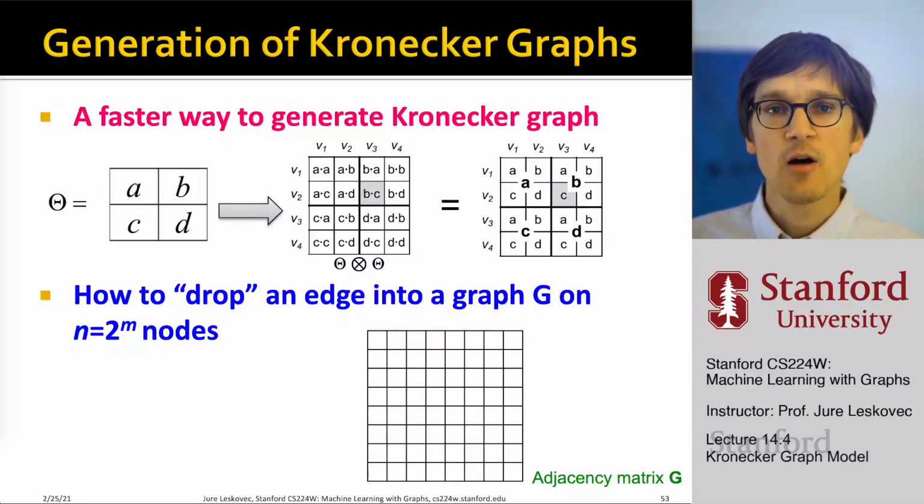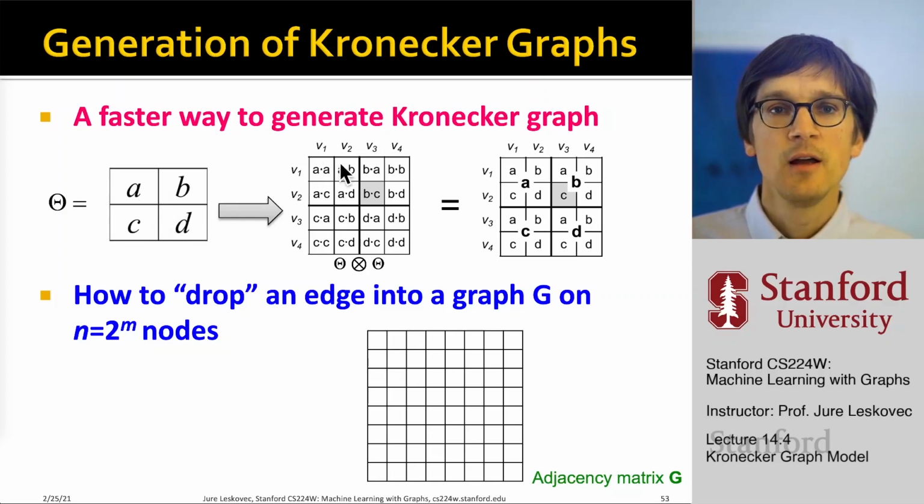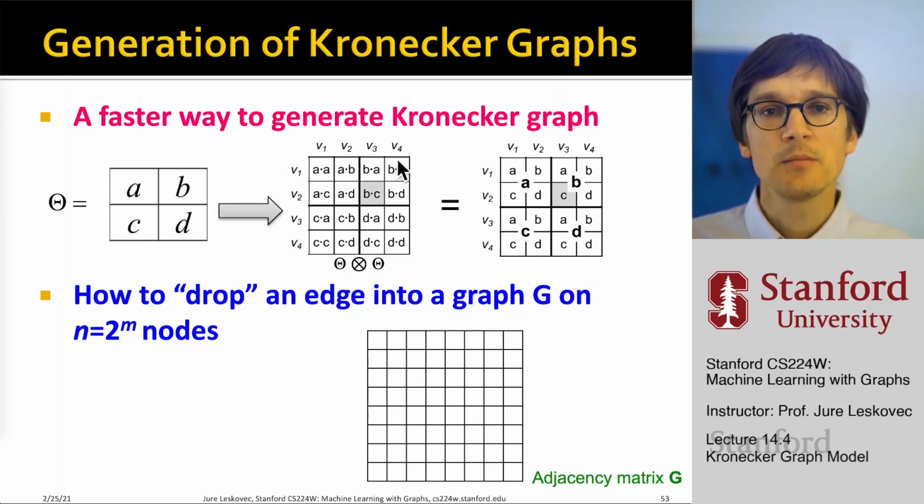So here is how we are going to generate Kronecker graphs faster. Think that you have this 2x2 probabilistic initiator matrix that has entries A, B, C, and D. Now, if you Kronecker multiply this with itself, the Kronecker product matrix will look like this. The first entry will be A times A, then A times B, B times A, B times B, A times C, and so on. So that's one way to look at it: first you generate all these cells and then you flip the coins.